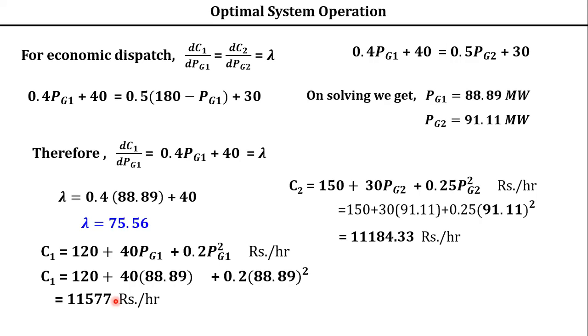Gunasmita also has given the same answer, so let us go with that answer only. That's why I asked you to calculate it, as I had a doubt here. 120 plus 40 into 88.89 plus 0.2 into 88.89 square. I hope you have done the calculation properly, because the majority of the students are giving 5255.88. So that is the answer you are getting, right?